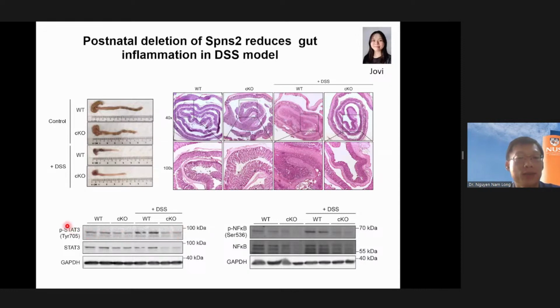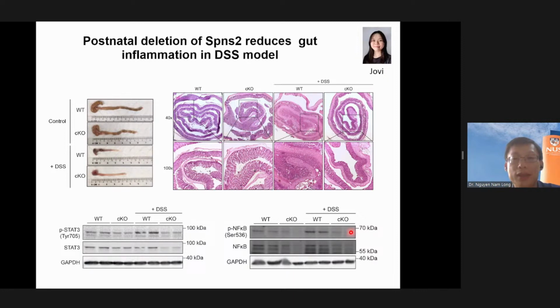Basically, in this case, we use STAT3, which is a transcription factor which, when phosphorylated, can induce inflammation. You can see an increase of this protein in wild type mice under DSS treatment, which is reduced in the conditional knockout mice here. We also looked at other markers for inflammation, and you can see here NF-kappa B expression is also reduced in the colon of the conditional knockout mice.